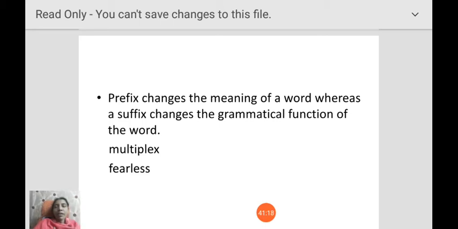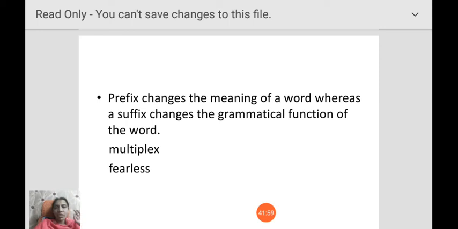Fear is something, and fearless means you are losing fear there. He is a fearless person. Here it is working as an adjective. I am in fear. Here fear is a noun. So when you add a suffix, the grammatical function changes: fear is a noun and fearless is an adjective. The function is changed. Let us take another example, childish.